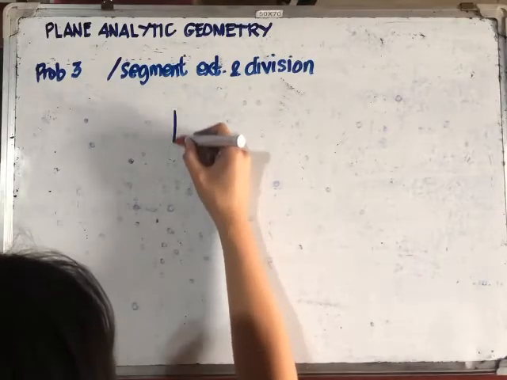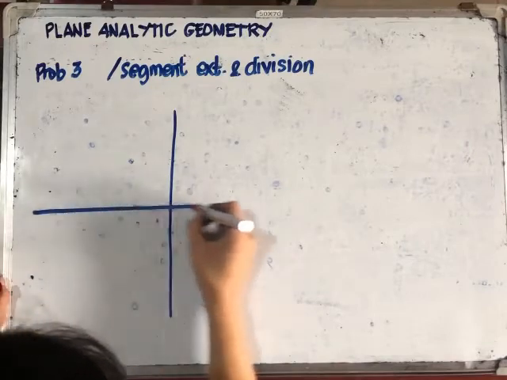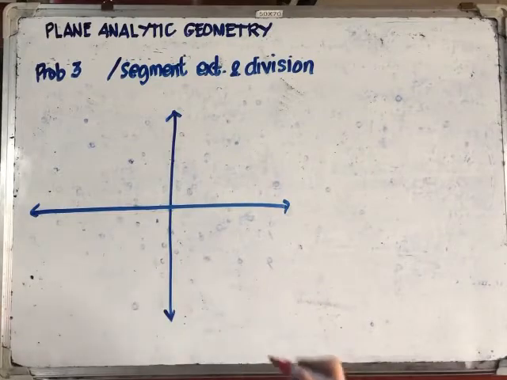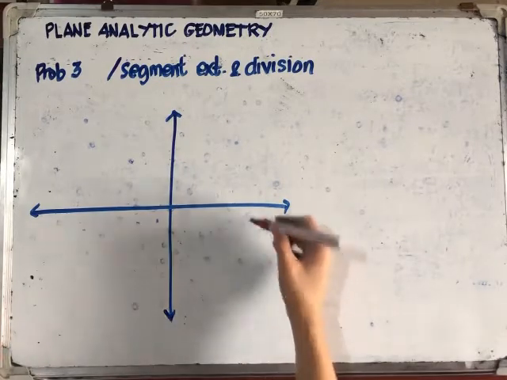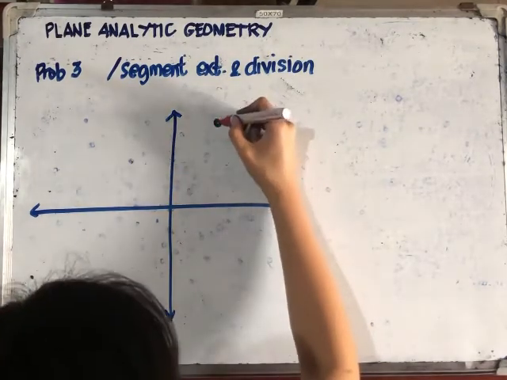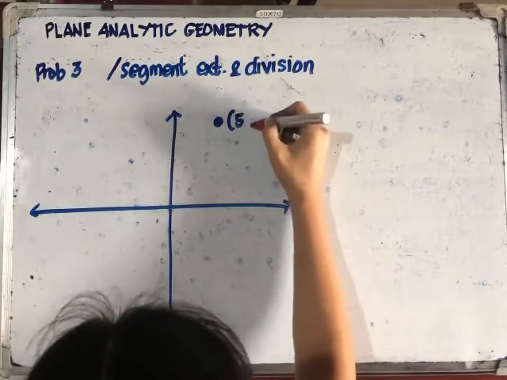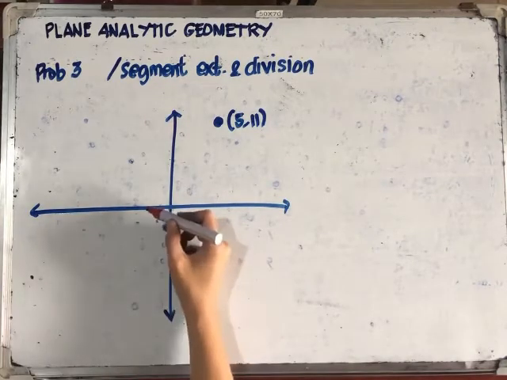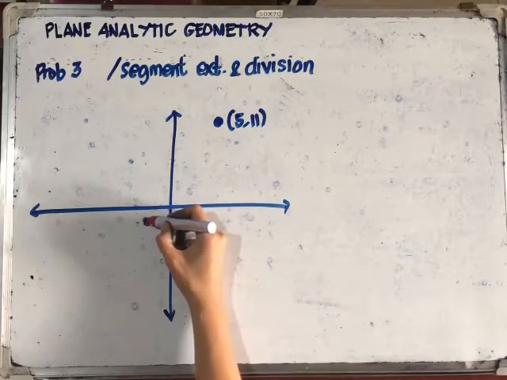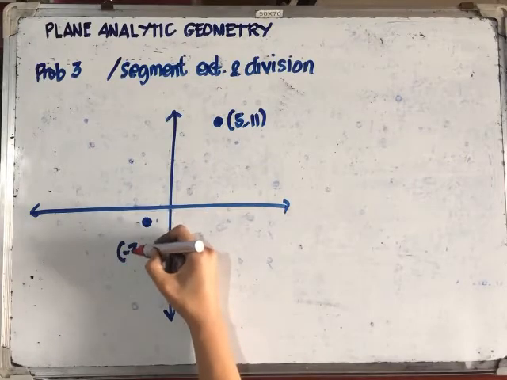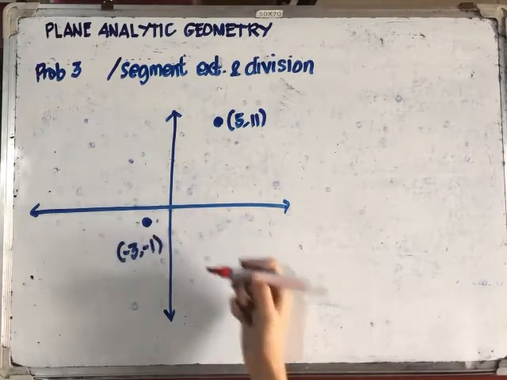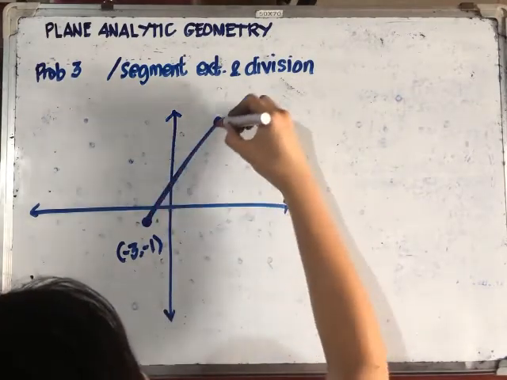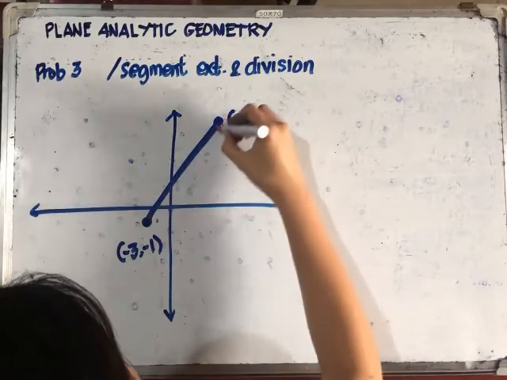So we have here 2 points. Maybe we could at least draw them. Alright, so we have (5, 11), let's say around here. That's (5, 11), and we have negative 3 over here, and negative 1. (-3, -1). So, with these 2 points, we can form a line segment. Okay, those are your terminal points.